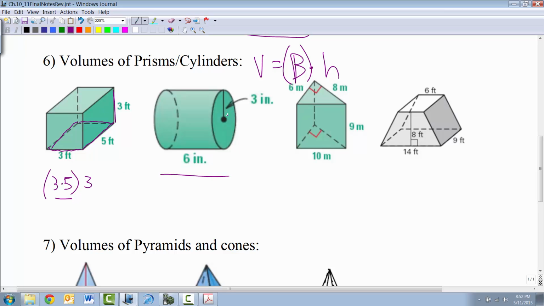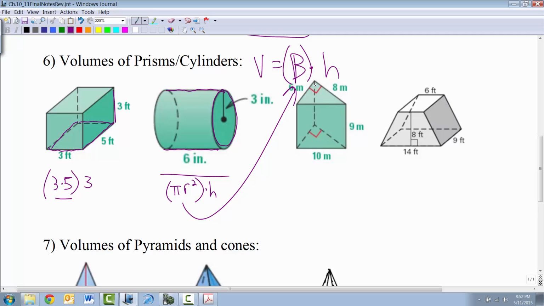So this is okay. Here, which is the base? Well, it's actually this circle. The base of a prism or a cylinder is what is connected by what is essentially the height. So big B on this is a circle. So what's the area of a circle? We just talked about that. Pi r squared. That's big B. What's H? 6.